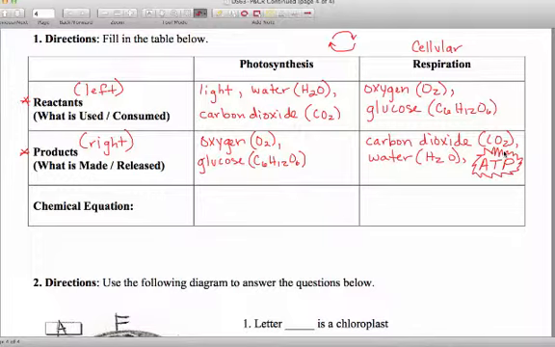Now let's put these things into their actual equation. The chemical equation for photosynthesis is going to include, on the left-hand side, all of these things in the top box, but we're going to use them in the form of their actual chemical formulas.